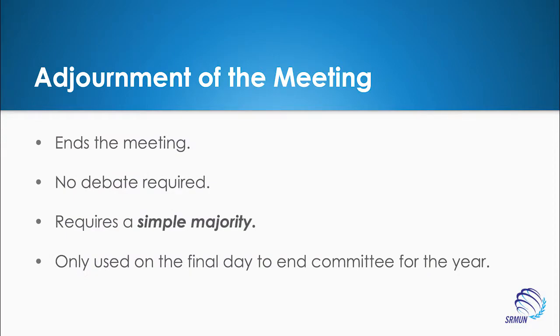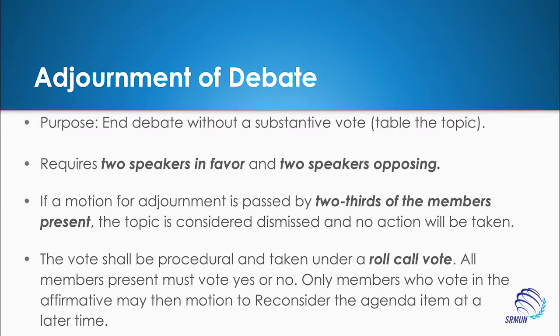Next, we have adjournment of the meeting, and this will actually only be used at the very end of the conference to end your whole meeting. You only have to use that once. Then below that, we have adjournment of debate. So for this, it's actually completely ending debate, no vote. Even if you have 5 draft resolutions on the dais, you are not going to address those at all. You will simply table that topic and move on.